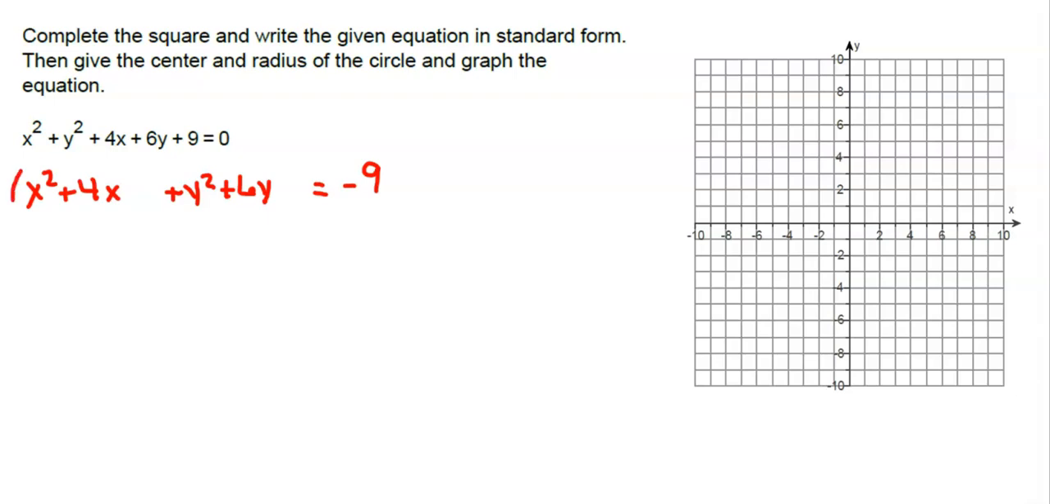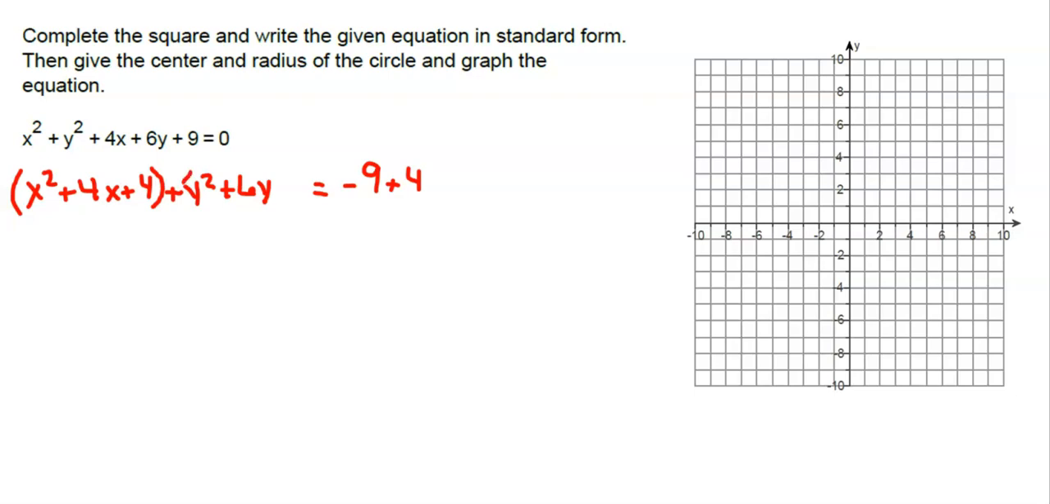For the x squared plus 4x, we're going to complete the square. So we'll take the 4 and divide it by 2. 4 divided by 2 is 2. And then square that. 2 squared is 4. So we're going to add 4 to complete the square on the terms with the x's in them. But we have to add 4 to the other side of the equation to keep a balanced equation.